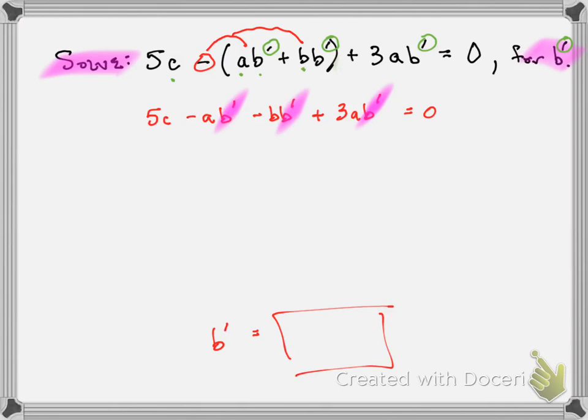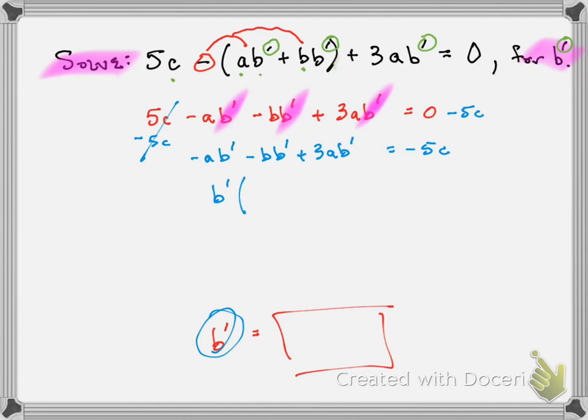So at this stage, we take anything with a b prime and we move it to one side and everything else to the other. The fastest way to do this would be to subtract 5c. And in that case, that cancels. I'm now left with negative ab prime minus bb prime plus 3ab prime is equal to negative 5c. Our goal is to get b prime by itself. We'll factor out a b prime. I'm left with negative a minus b plus 3a is equal to negative 5c.